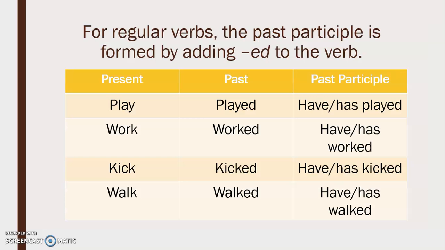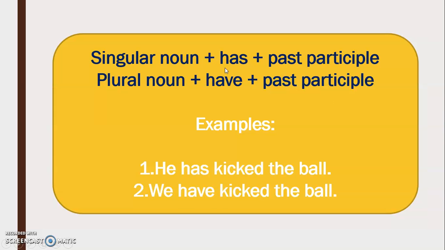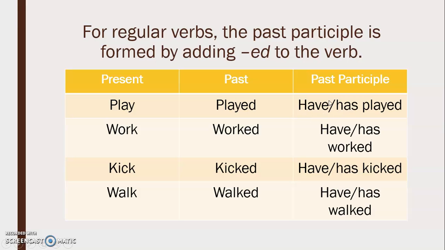Right, let's look into past participle a little bit. For regular verbs, the past participle is formed by adding ed to the verb. So this is similar to the simple past tense. For example, in present tense, we have the verb play, and in past tense, we just add ed, played, and the past participle of play is also play plus ed. Of course you have to add the word have or has in front, the same as the formula that I've shown you before. Have or has depends on the subject of the sentence.